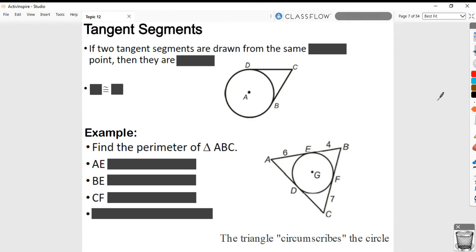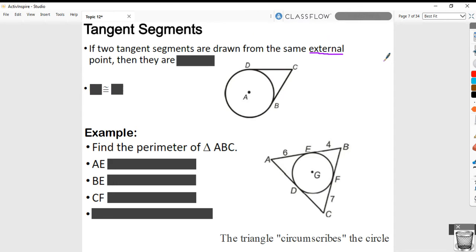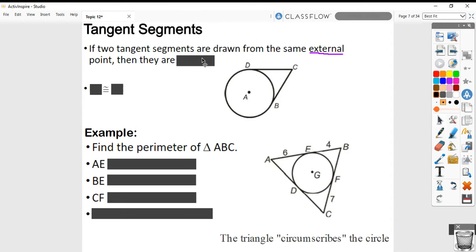Okay, so first of all, we need to remember what that word tangent means. If you're describing a line or a line segment or a ray that's tangent to a circle, that means it runs right up next to it and it touches the circle at one single point. And that's how you keep track and remember that, is that a tangent touches the circle. Okay? So if that is the case, and you've got two tangent segments that are drawn from the same external point, go ahead and underline that. It's what you fill in on your notes. Two tangent segments drawn from the same external point, then they are equal.